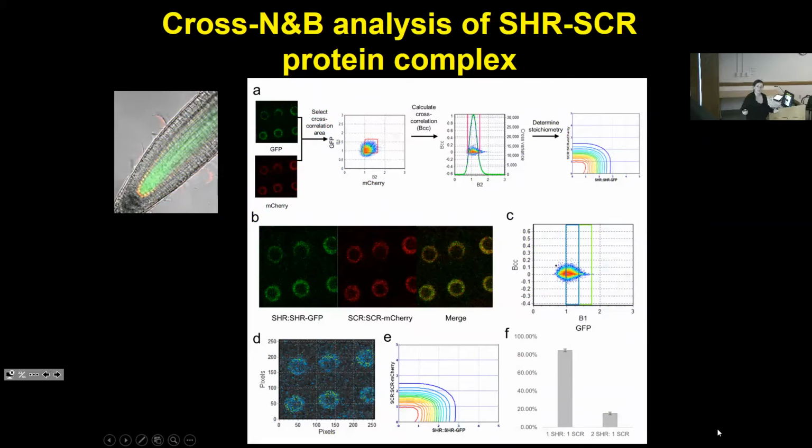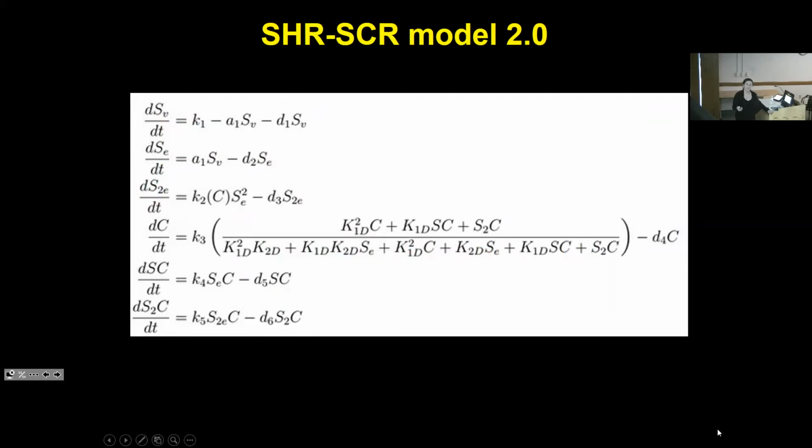So this is the mathematical model that we use. It is a series of ordinary differential equations where we are modeling, for example, SHORT-ROOT in the vasculature, SHORT-ROOT in the endodermis, and then from our data we know that there are dimers of SHORT-ROOT in the endodermis. So that is the equation for that aspect. And then we have the modeled SCARECROW, and this is a yield term because we know that SHORT-ROOT regulates SCARECROW. And then we have the complex one-to-one of SHORT-ROOT SCARECROW and the complex of two-to-one SHORT-ROOT SCARECROW.